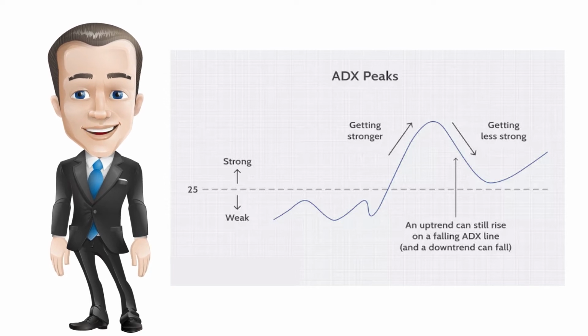The direction of the ADX line is important for reading trend strength. When the ADX line is rising, trend strength is increasing and price moves in the direction of the trend. When the line is falling, trend strength is decreasing and the price enters a period of retracement or consolidation.